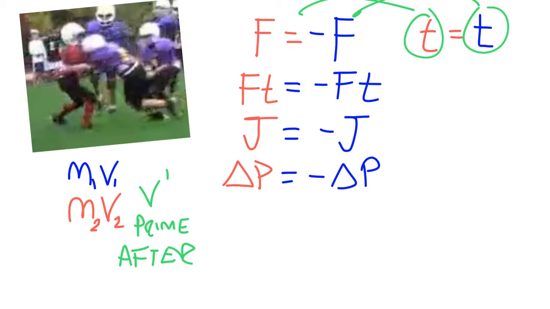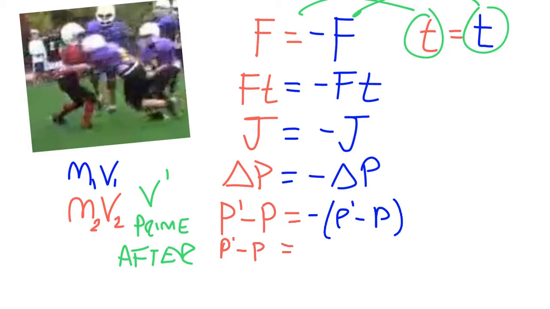Change in anything is final minus initial. In this case, we use after minus before. So p prime minus p equals, and then we have a minus (p prime minus p). And I'm going to distribute the negative sign. The left-hand side stays the same. p prime minus p equals, if I distribute this negative sign, that gives me minus p prime, and then I distribute this to the minus p plus p.